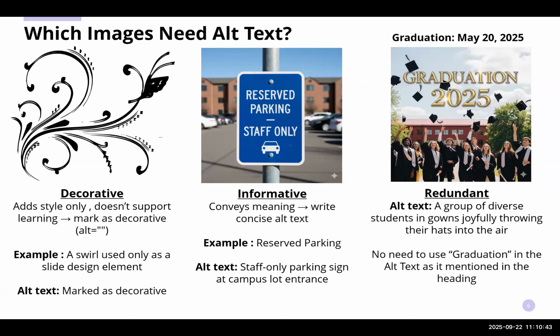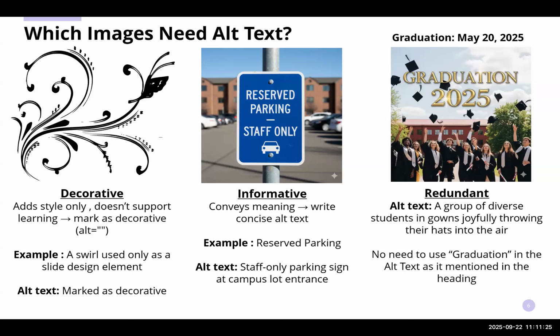Either you can completely skip adding the alt text, as it does not have any information which is not in the text, or you can describe the picture generally for a person to know what is actually there in the image. So since both the image and heading mention graduation 2025, we don't need to include that in the alt text. Instead, we just describe the picture. So it would look like: a group of diverse students in gowns joyfully throwing their hats in the air. So it clearly describes what is there in the picture.